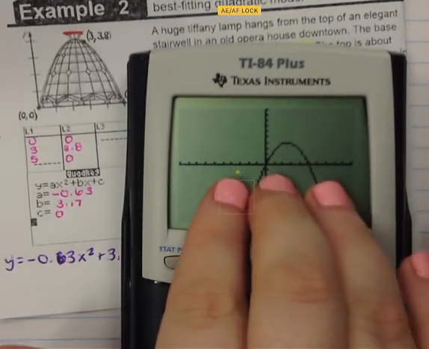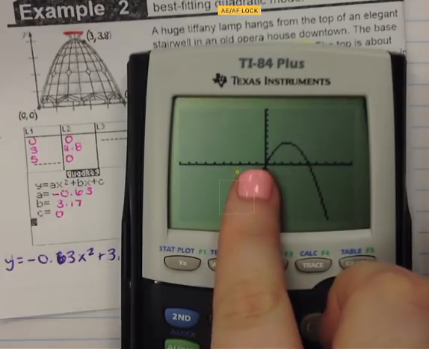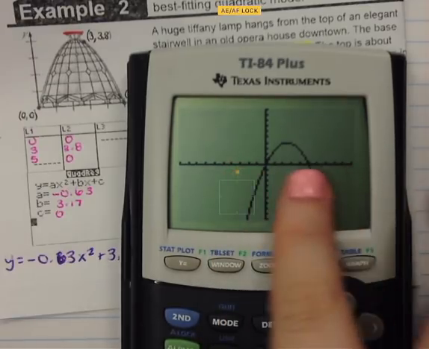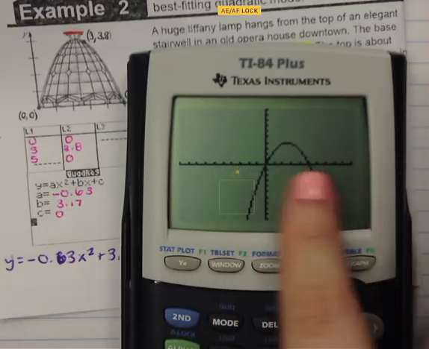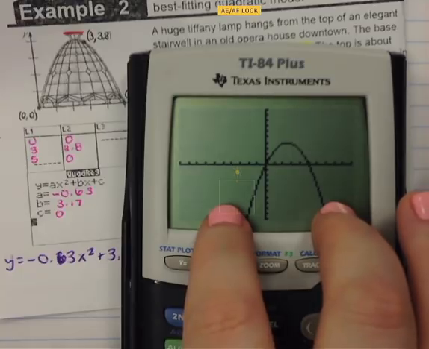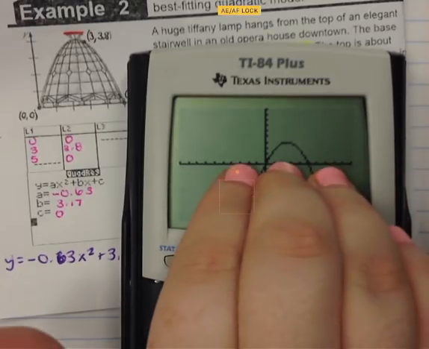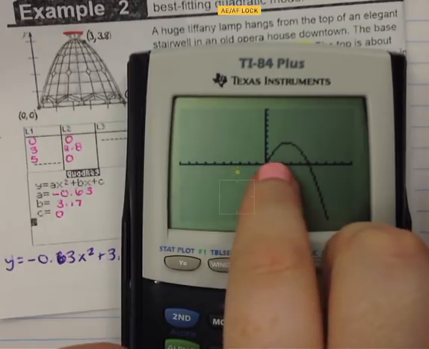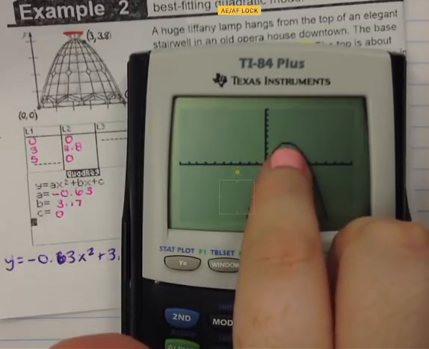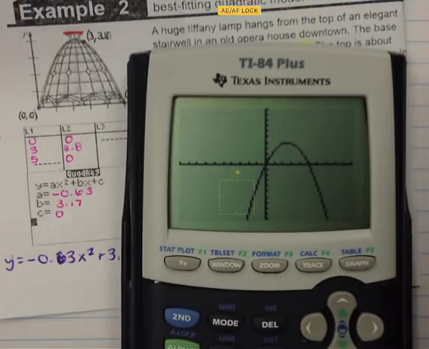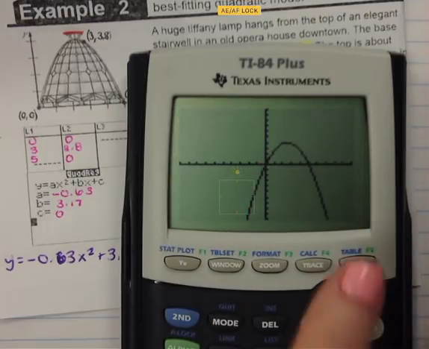Now this is a parabola, so the whole point is that this part right here does not actually exist in the real world. Because this is when the lamp keeps going down, and we know it doesn't go down forever. So this part right here is what we want to focus on. This is your 5 feet in diameter, and then this is our height of the parabola. Now we don't have the actual height of the lamp, so we need to find that.